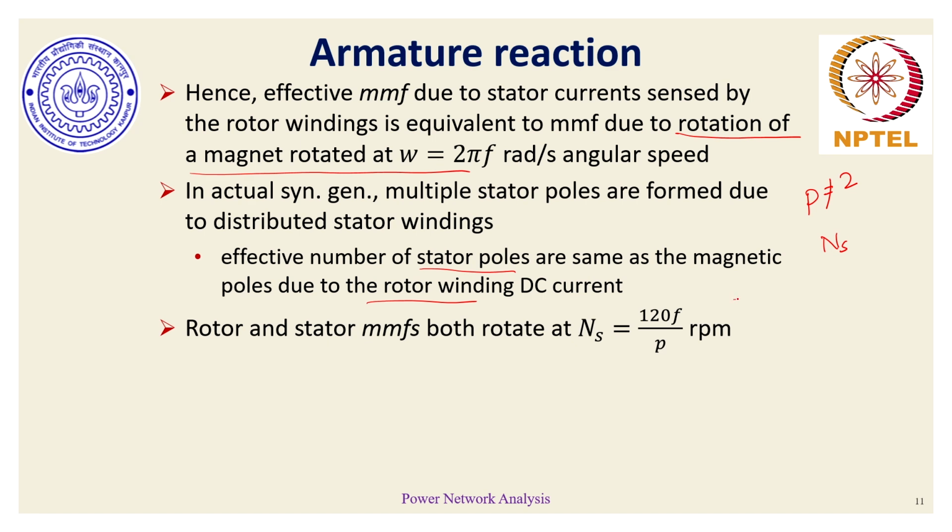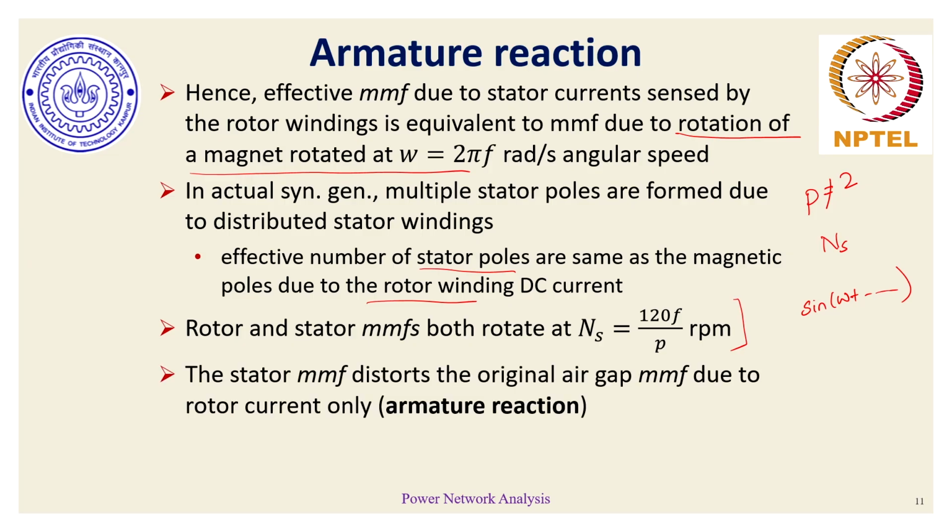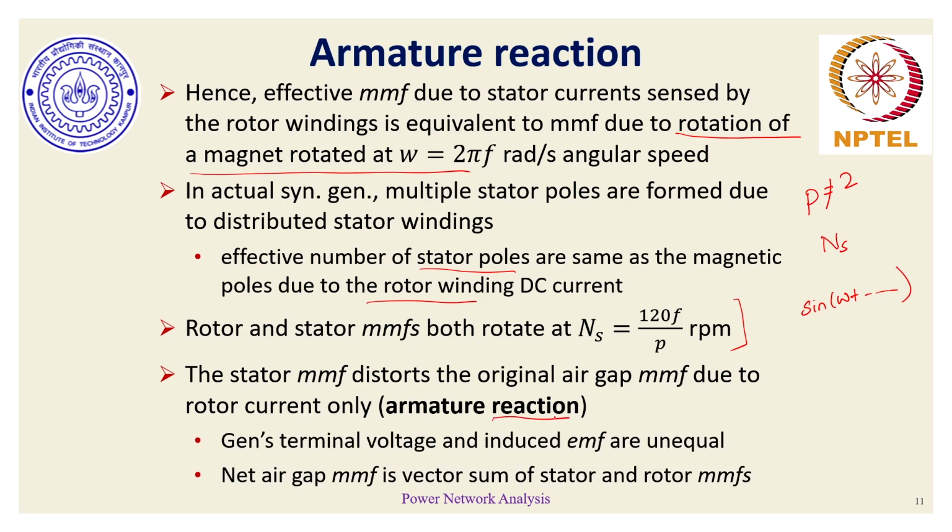Both MMFs rotate at the same synchronous speed because in both the expressions we saw the sin omega t term appearing, for rotor MMF as well as for stator MMF. The stator MMF tends to oppose the rotor MMF which is causing the currents to flow, and that's where the term reaction comes in. As a result of this reaction, the terminal voltage of the generator and the induced EMFs are unequal because of voltage drop across stator windings, and the net air gap MMF is the vector sum of both the rotor and stator MMFs.